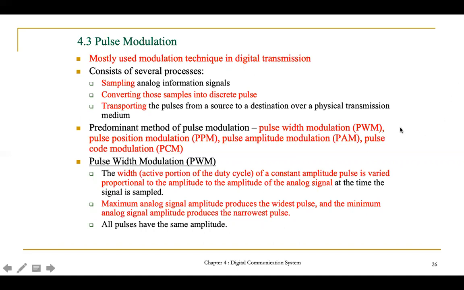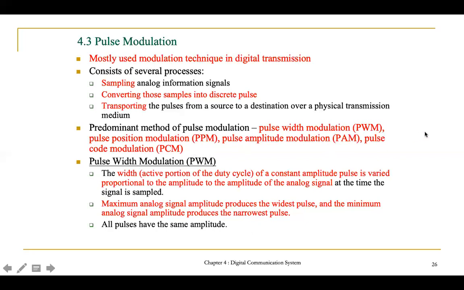There are several methods of pulse modulation. We have pulse width modulation, PWM; pulse position modulation, PPM; pulse amplitude modulation, PAM; and also pulse code modulation, PCM. We will look into each method briefly, but the one that we will focus on in chapter 4 part 2 is pulse code modulation, PCM.